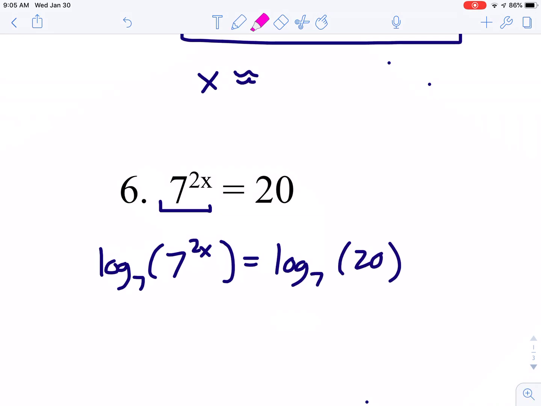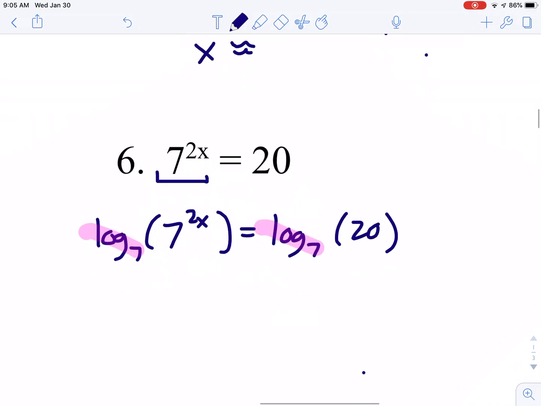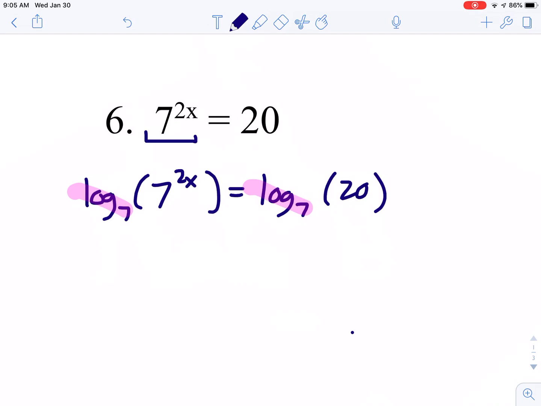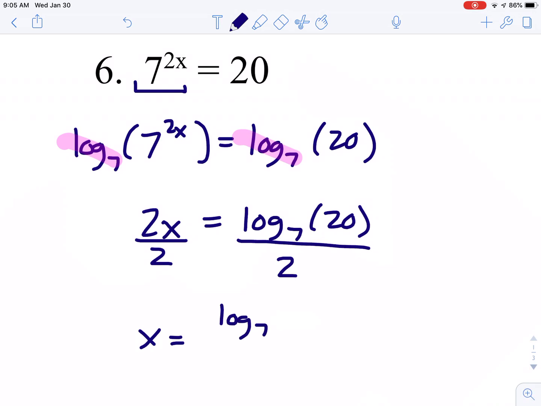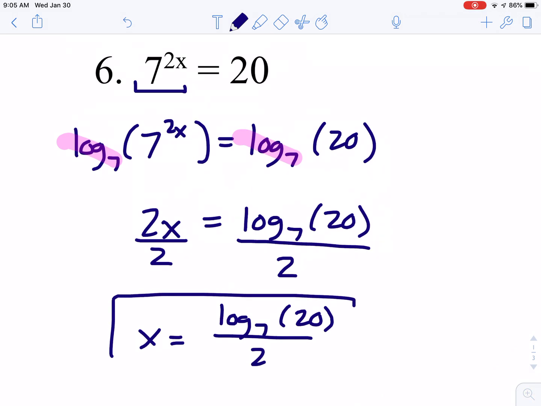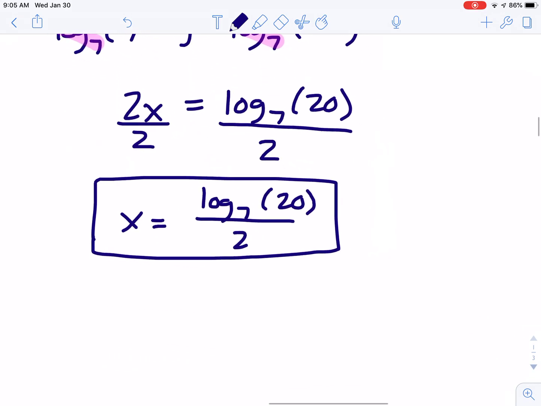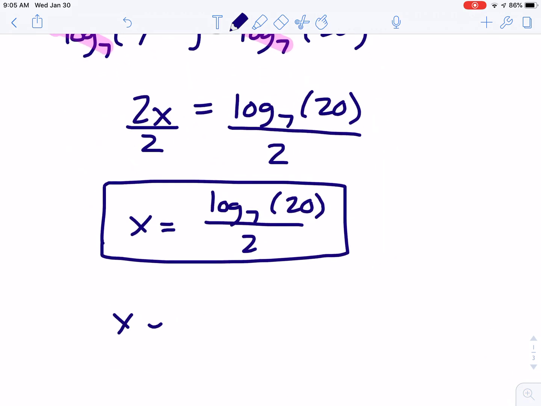So we did the same thing on both sides, log base 7 on both sides. Now the log base 7 of 7 cancels out. You get 2x equals log base 7 of 20. Now, although it seems more complicated here, to get rid of the 2, we simply divide by 2. And you get x equals log base 7 of 20 divided by 2. And that's your answer. You can also plug this into your calculator and find an approximate value.